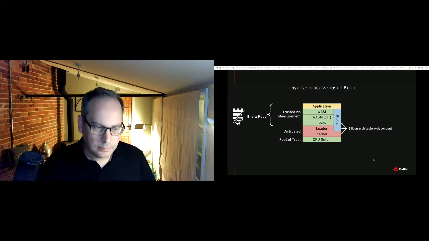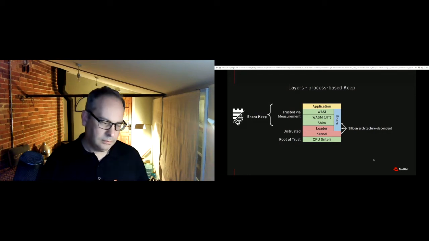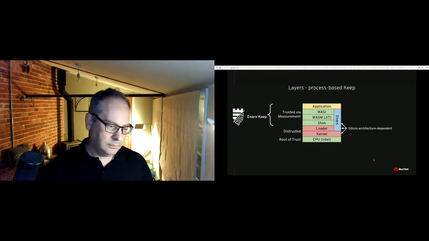And these two bits are actively distrusted, so they exist outside of the trusted domain. But these layers are both silicon architecture dependent. So you're going to have a kernel built for the Intel instruction set, for example, and you're going to have a loader that is built specifically for SGX.